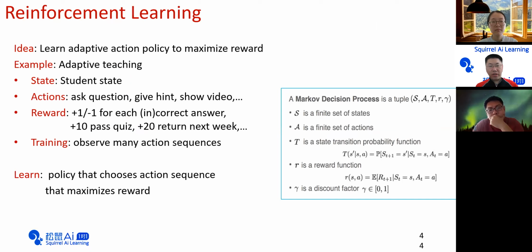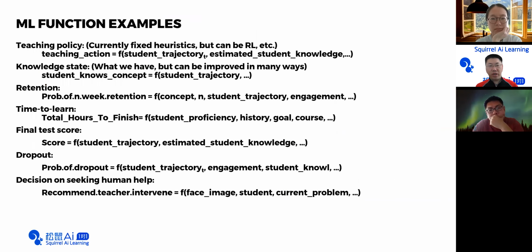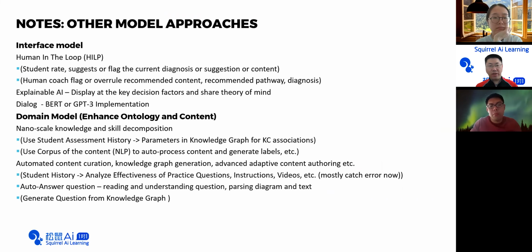And again, these are the theoretical framework for how we do this type of reinforcement learning. Here are some of the ML function examples that can be built from this framework. There are also other model approaches enabled by this framework, for example, an interface model and domain models for enhanced ontology and content.